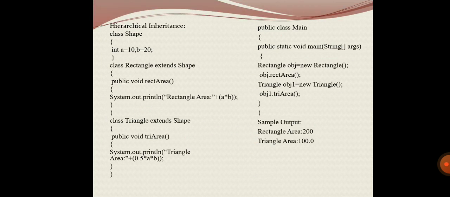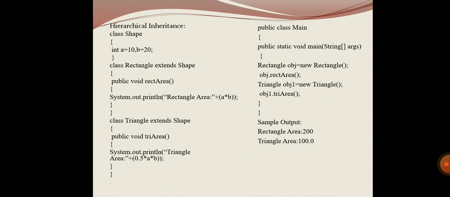Next we will see about hierarchical inheritance. We have to know what is meant by hierarchical inheritance. One class serves as a superclass for more than one subclass. So when one class has more than one subclass, that is what is called hierarchical inheritance.